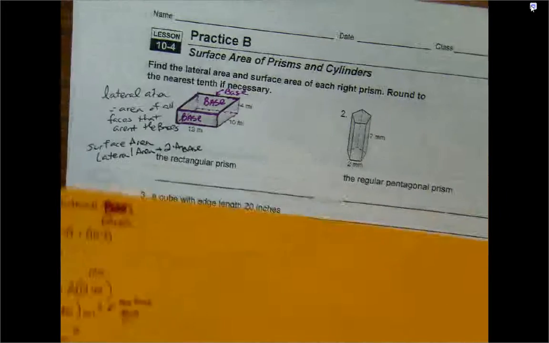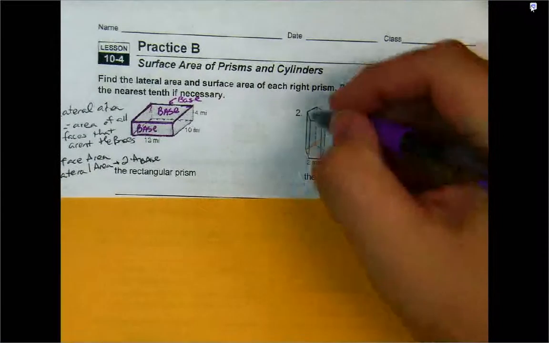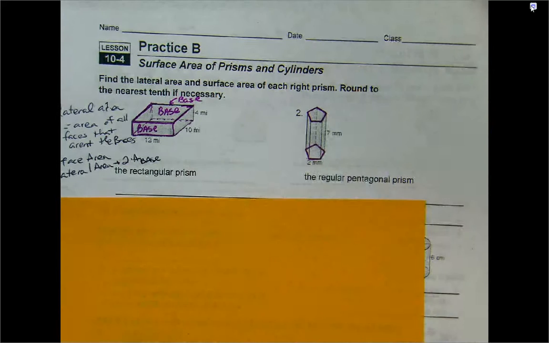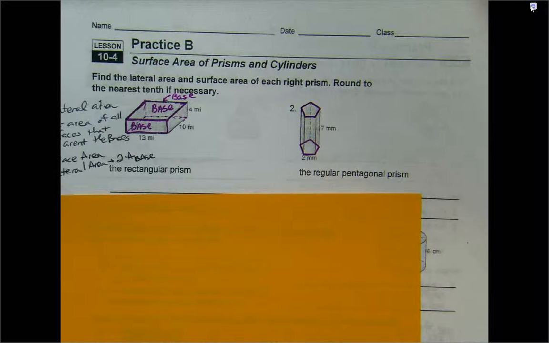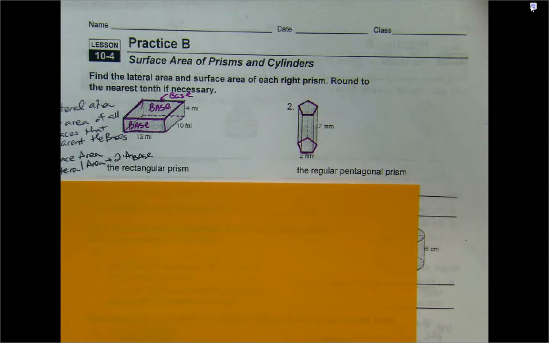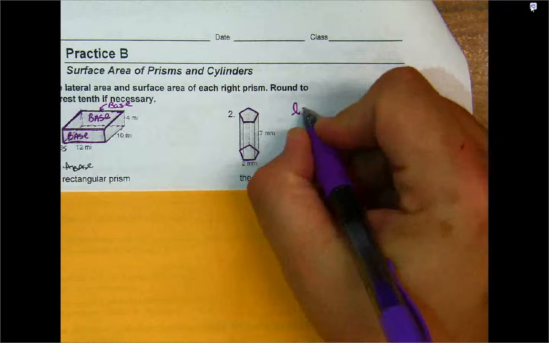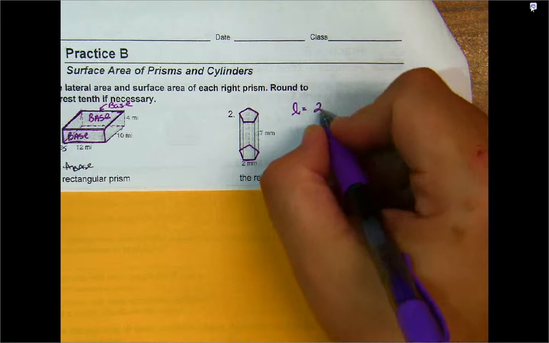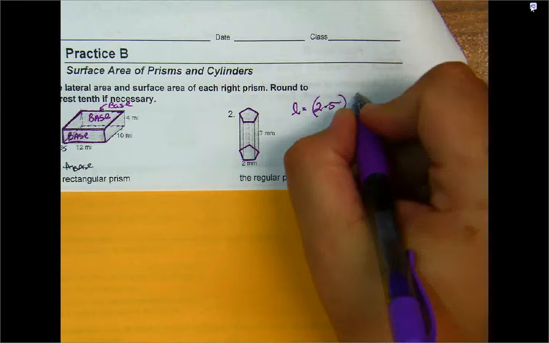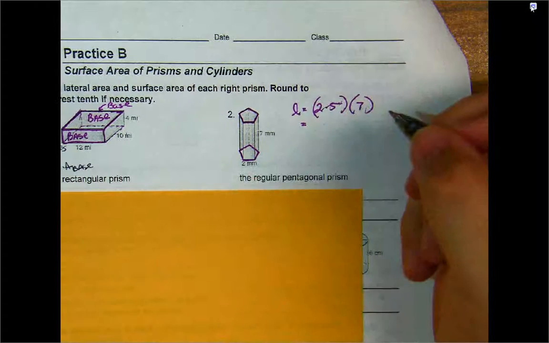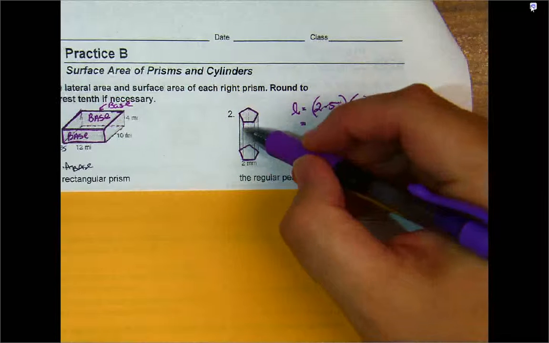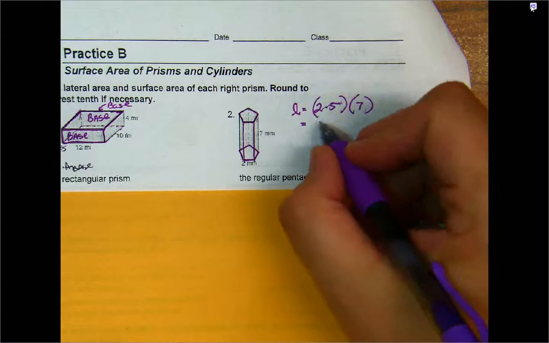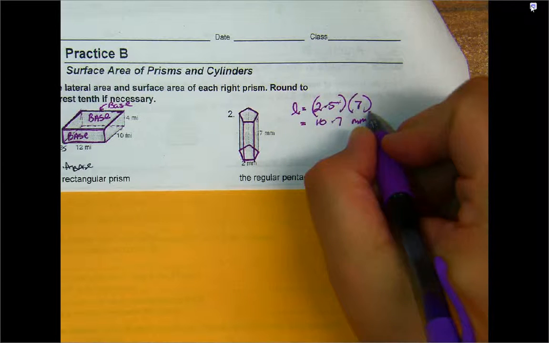Because for this guy right here, the pentagonal prism, since it's pentagonal, we have to look for the pentagon. And the lateral area is going to be all the rectangles here. What you're going to do is add up: it's going to be 2 times 5 times 7, because it's 2 by 7 here, 2 by 7 there, 2 by 7 there, 2 by 7 there. So you get your perimeter here, which would be 10 times 7, and that would be millimeters squared. And so that's 70 millimeters squared.